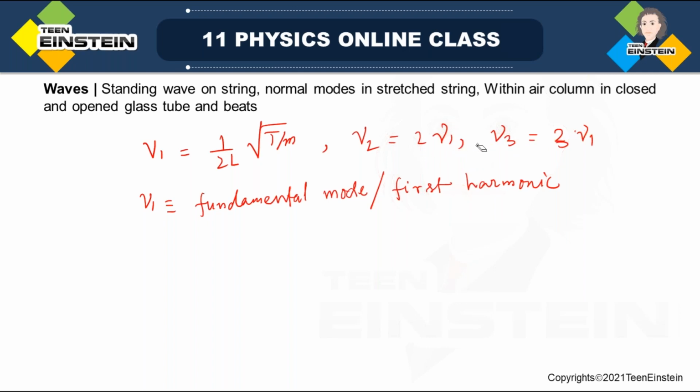Since nu 2 is twice the first harmonic or fundamental mode, this nu 2 is called the second harmonic, or first overtone, not note, first overtone.